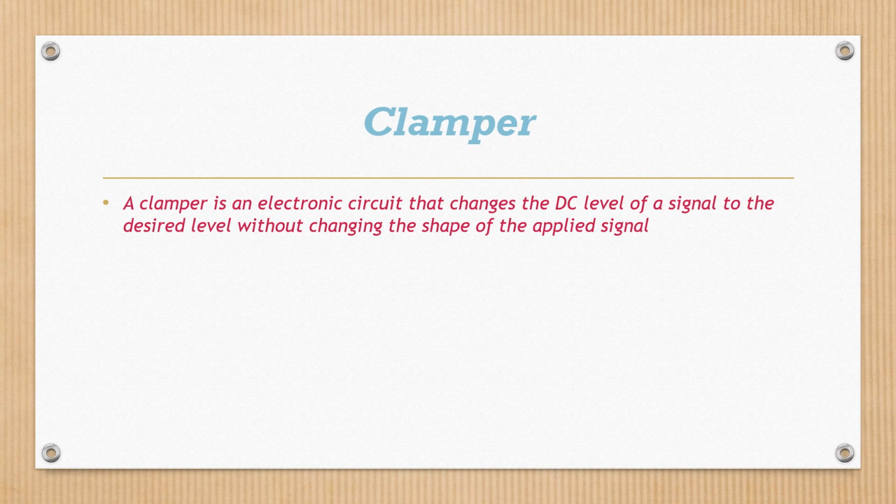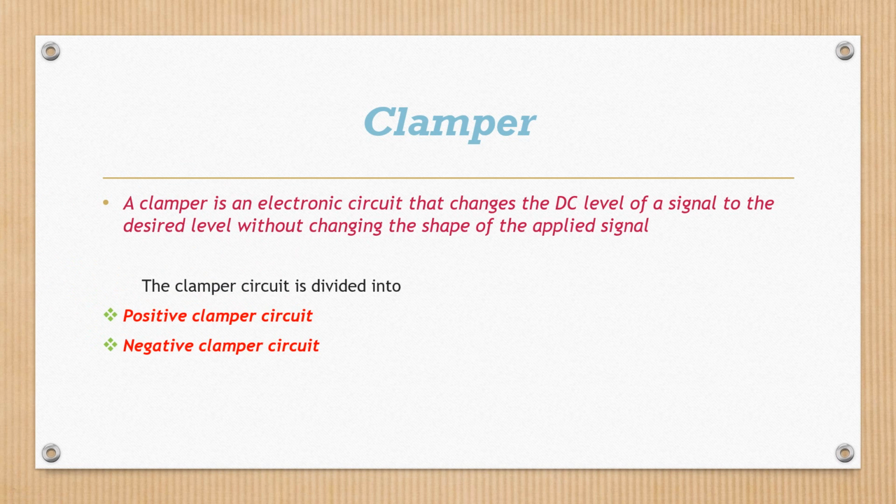A clamper is an electronic circuit that changes the DC level of a signal to the desired level without changing the shape of the applied signal. The clamper circuit is divided into two types. One is the positive clamper circuit, and the other is the negative clamper circuit.